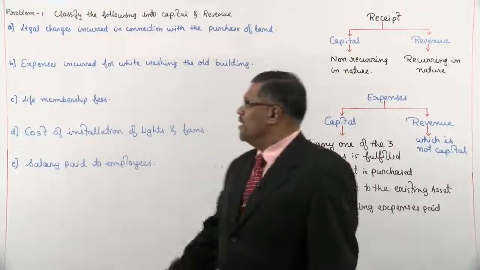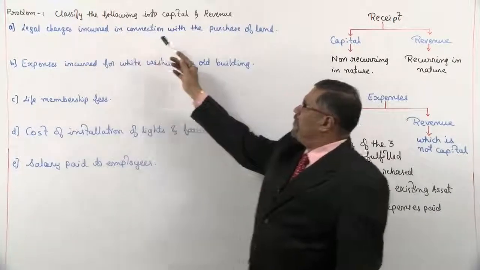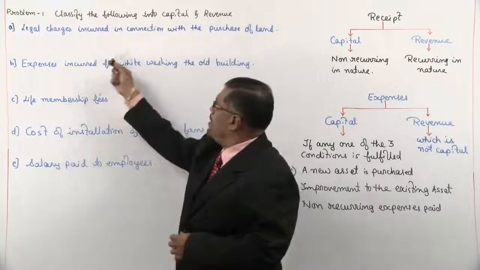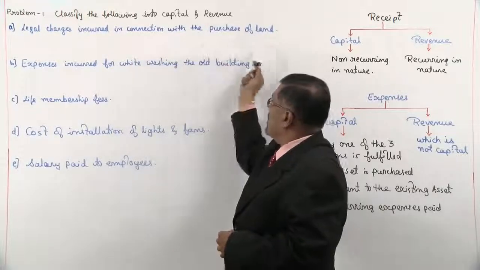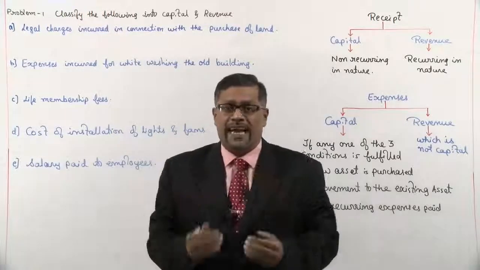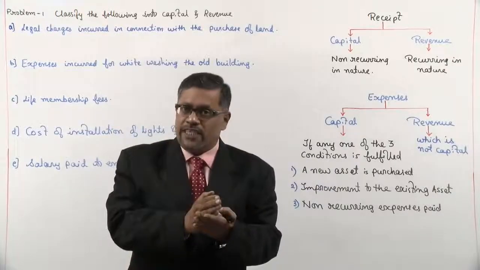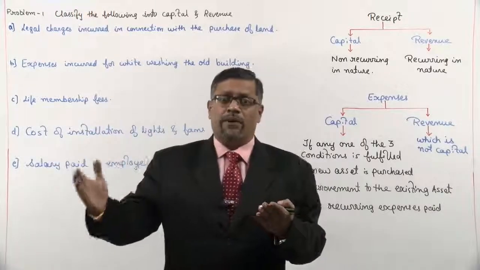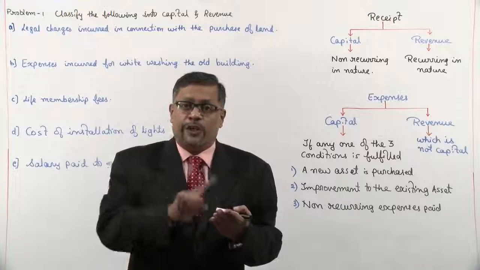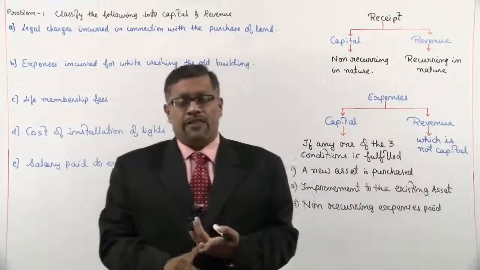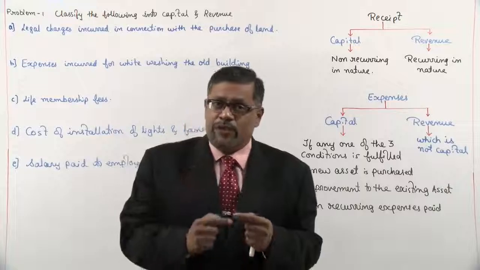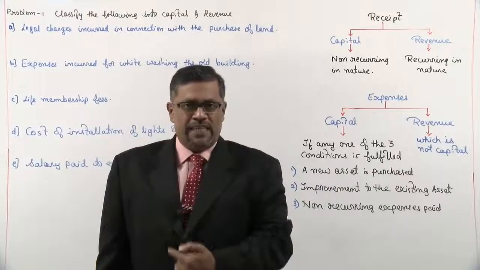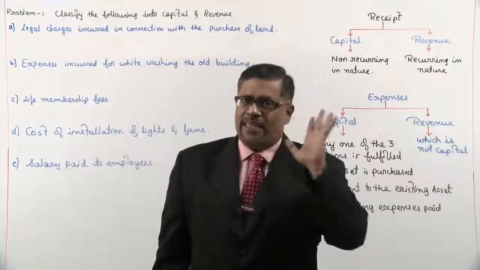Let's see the transactions. Problem 1. Classify the following into capital and revenue. The first transaction: legal charges incurred in connection with purchase of land. Now when we purchase the land, we have to get it registered with the government office. When you get it registered with the sub-registrar office, you need to pay some charges: stamp duties, registration fees. Those are paid only once, on that land.